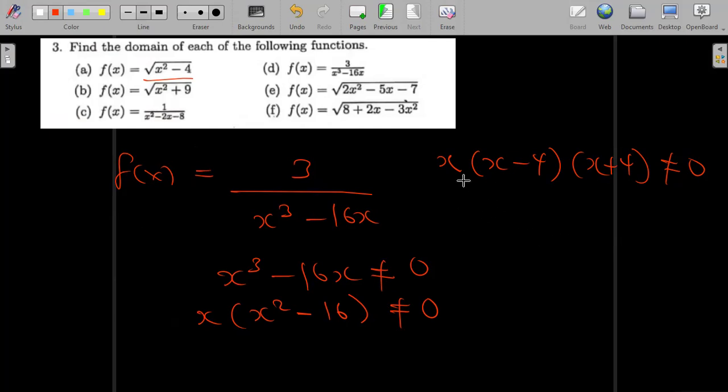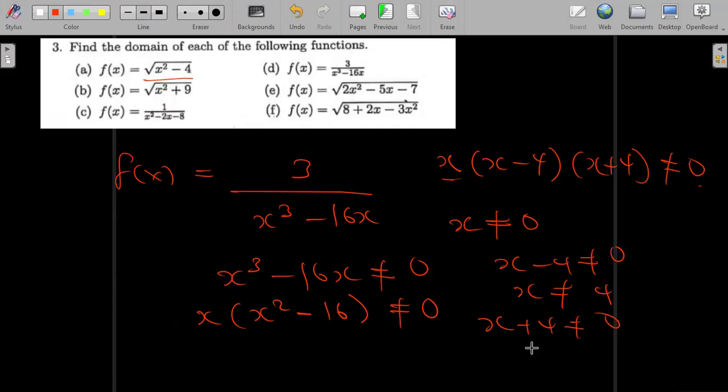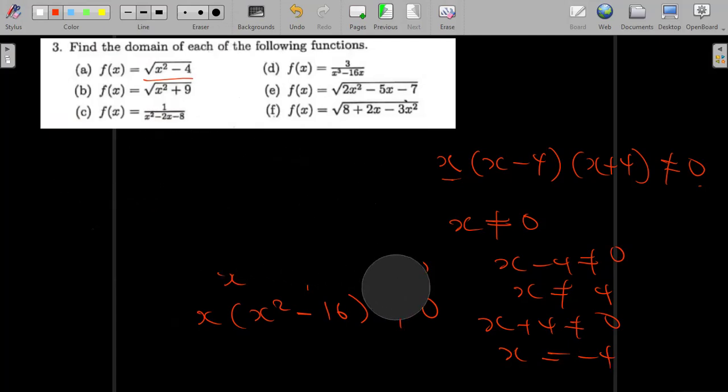apart from what? So x should not be equal to 0, and also x minus 4 should not equal 0, which means x should not equal 4. The other one is x plus 4 should not equal 0, and that just means x should not equal negative 4. So these are the restrictions that you have in your domain.